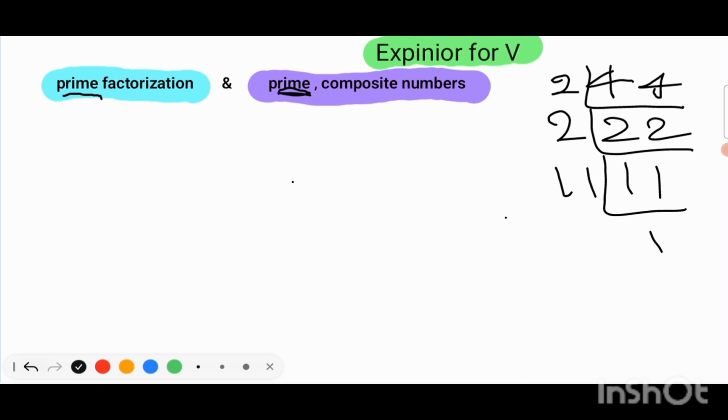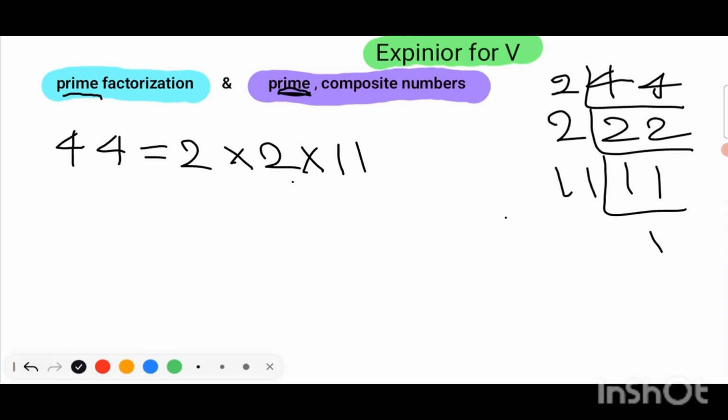So okay, you have understood here. So 44 is expressed as 2 into 2 into 11. Okay, so yeah, this is the process.